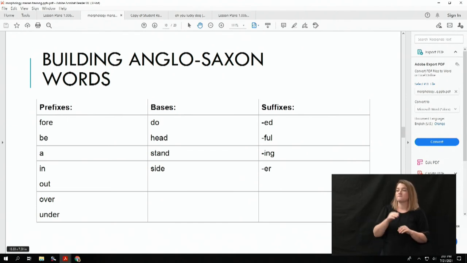Forehead. Say that again. Beheaded. Yeah, that's it. That's one kids will come up with. Exactly. Say that again. Outstanding. Outsider. Understanding. Overdoer. Anything else? Inside. Anything from Zoom? No, they're not into it. Okay.